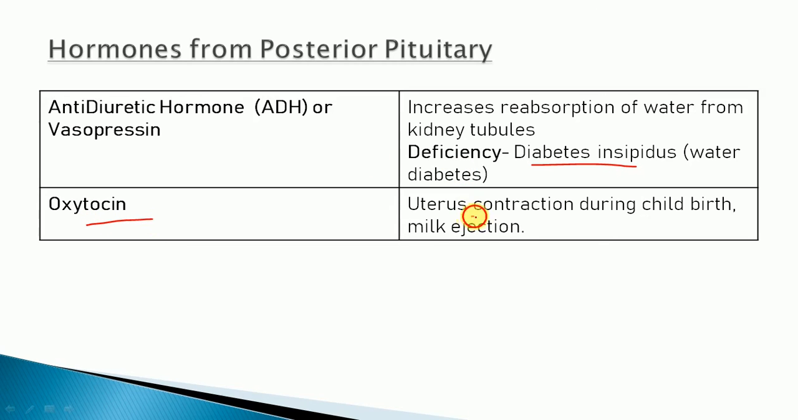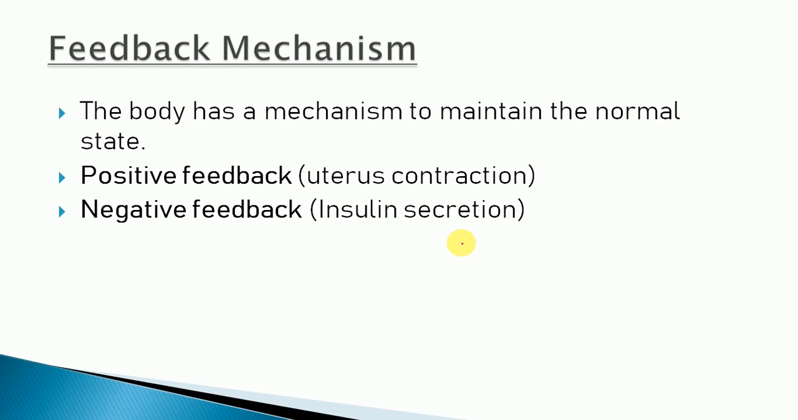Oxytocin stimulates the uterus contraction during childbirth, means during childbirth the uterus is generally contracted, which leads to the process called parturition, and it also stimulates the milk ejection. So these were the hormones from posterior pituitary and anterior pituitary. Next, which we will study, is the feedback mechanism.